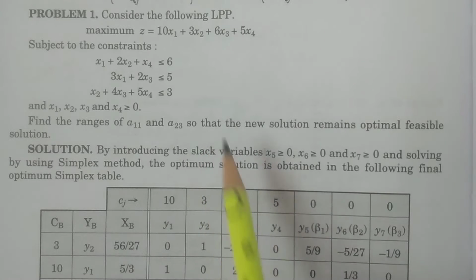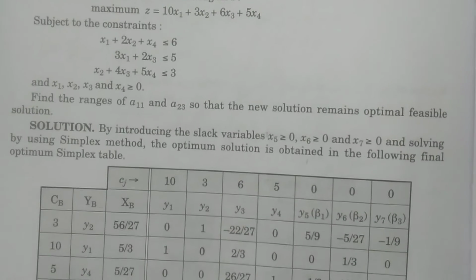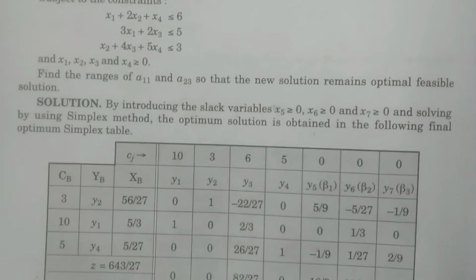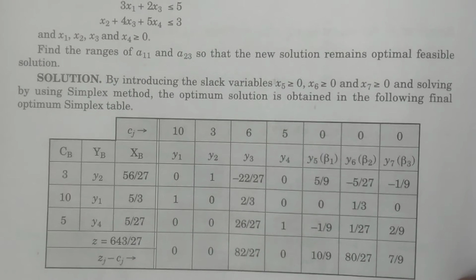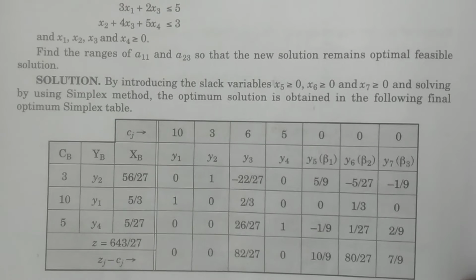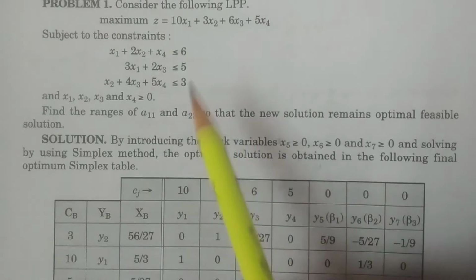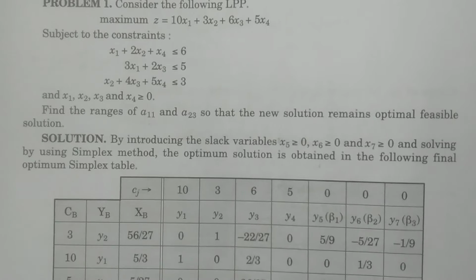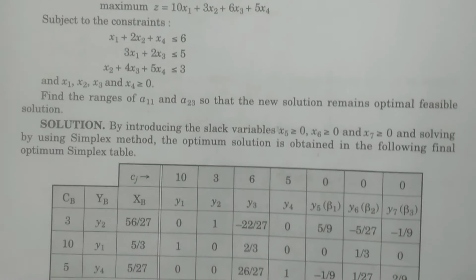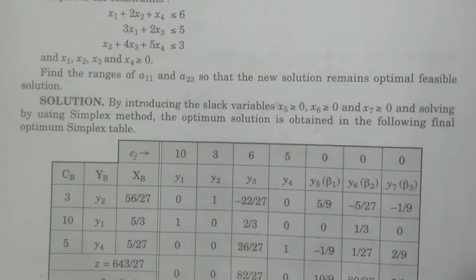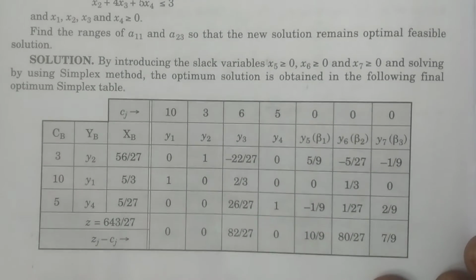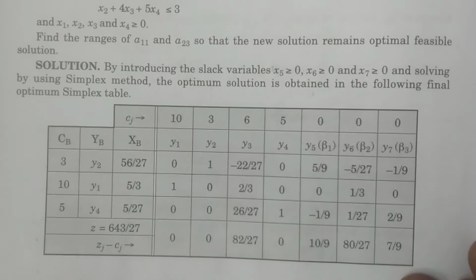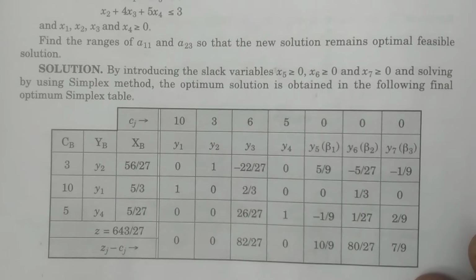And now I'll explain the solution of this particular problem. First of all, by introducing the slack variables and applying the simplex procedure, because all constraints are less than or equal to, you have to calculate the final optimum simplex table, that is the optimum solution to the given LPP, by using the simplex procedure.